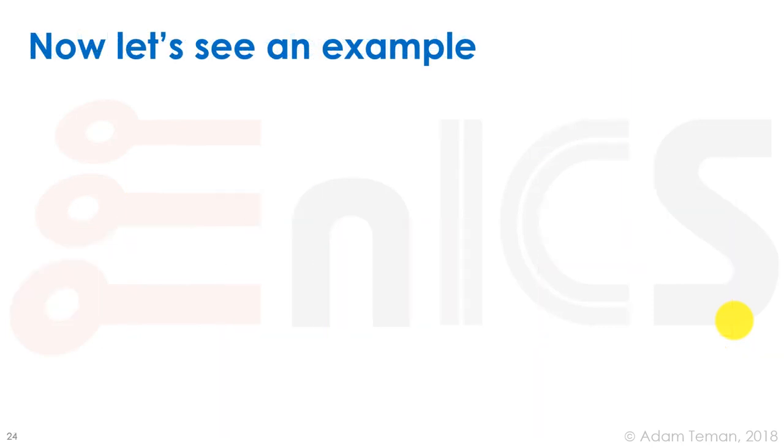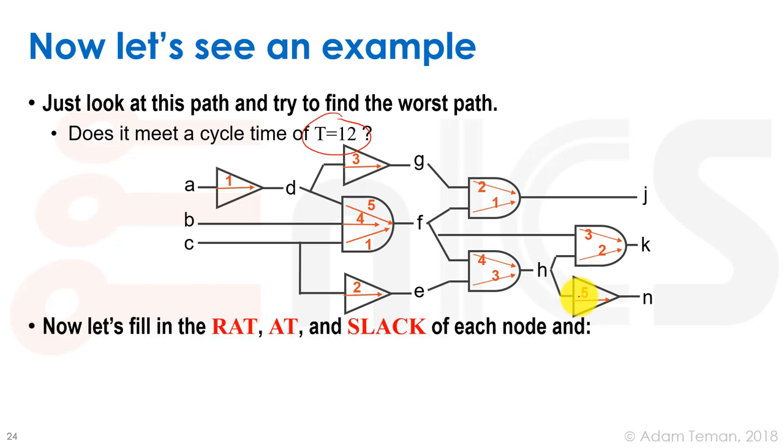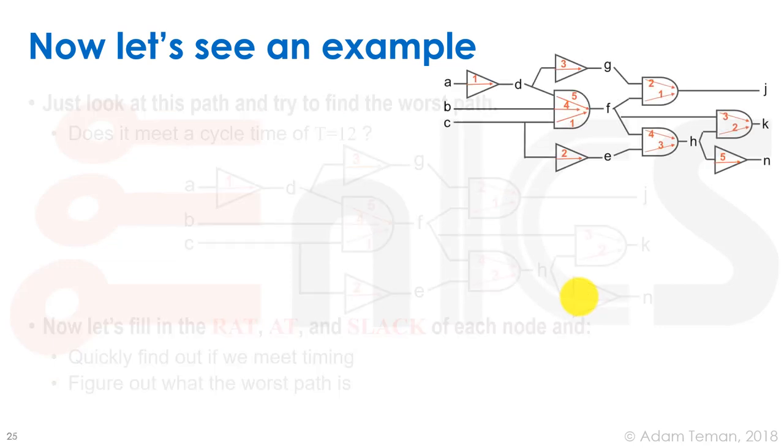So let's see an example of this. We have this strange combinatorial type of logic, and you can assume that over here are start points, different flip-flops, and over here are endpoints, different flip-flops that capture it, and we want to see what the worst path is through all of these. We're given T equals 12, that's the time we want to meet, and we have, again, the library models of all of these different timing arcs, all of these different gates. So we want to fill in a little table for each vertex that has the RAT, AT, and the slack of each of them, and we can quickly find out if we meet timing and figure out what the worst path is, and this is really nice. So let's see how it works.